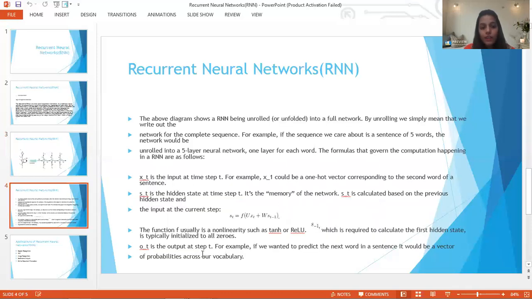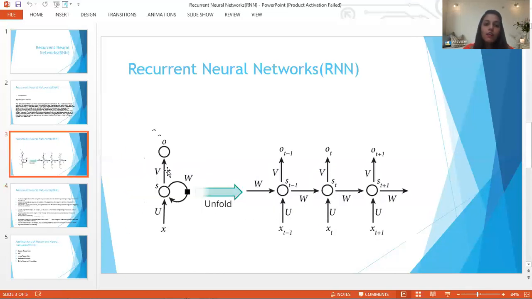Now, Ot is basically the output at the timestamp t. And if you want to predict the next word in a sentence, it would be a vector of probabilities across the vocabulary. So it is the t plus one step, right? Which we can say are the searches, which come up in future with the prediction on the basis of the previous inputs, right? So we can get the searches.